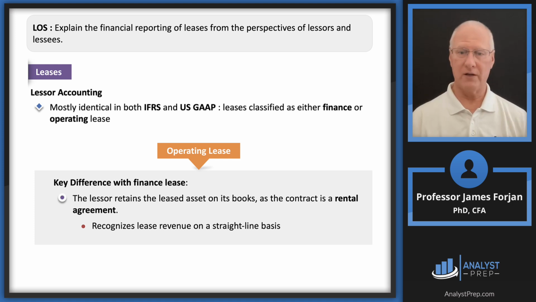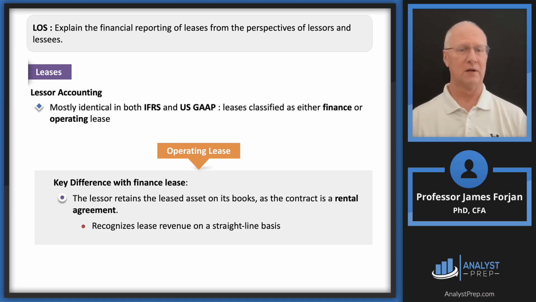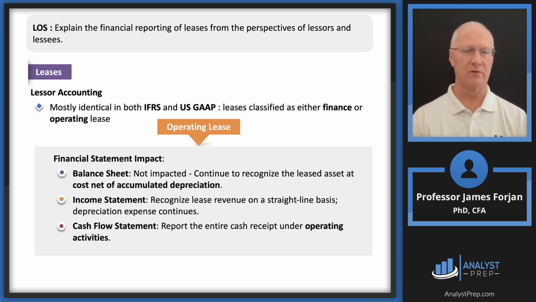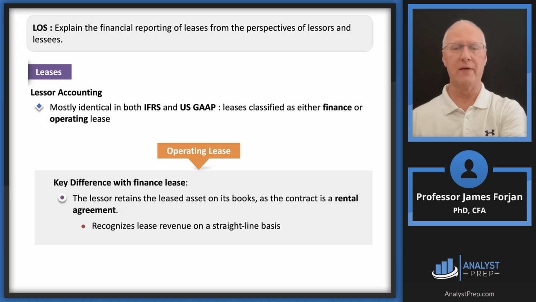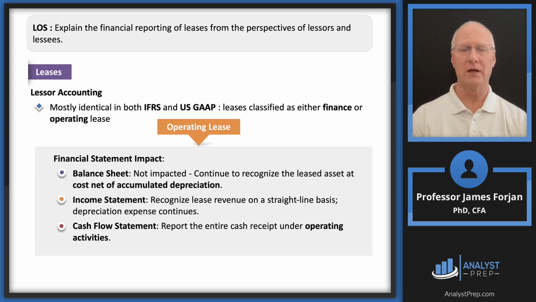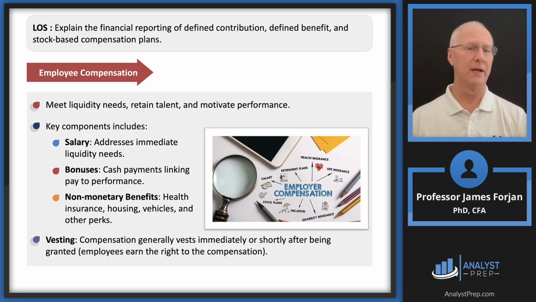If it's an operating lease, this contract looks like it does if there's a rental agreement. Make sure that you remember that this lease revenue is going to be recognized on a straight line basis. What about an operating lease? The balance sheet is not impacted. Income statement, lease revenue, straight line basis, I just said that. Sorry, yeah, that's what I just said on that operating lease. And that's on the income statement. And then the cash flow statement, that's operating activities.